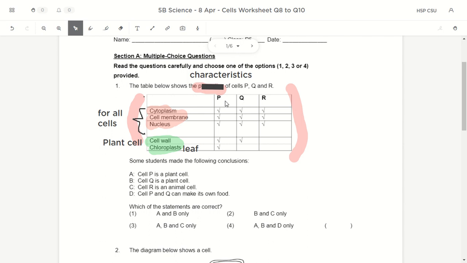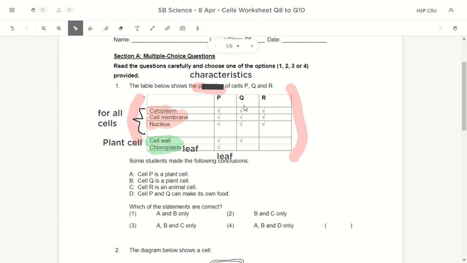So let's look at all the options given. P has everything including chloroplast, so we know P must be a plant cell. It must be from a leaf. So I'm going to write it down and put it here. P is from a leaf cell, or from a part of the leaf, any cell from the leaves per se.